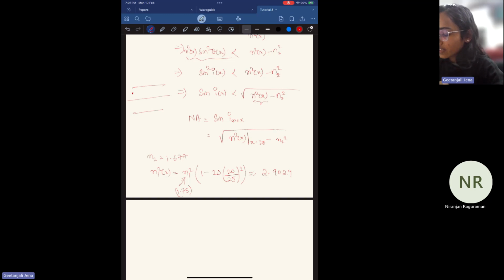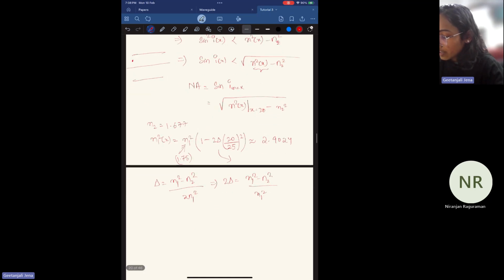Delta was not given in the question, but you can calculate it because n1 and n2 are already given. So delta you can calculate as n1 square minus n2 square over 2 n1 square. So that means you need to find 2 delta. It will be n1 square minus n2 square over n1 square. n1 and n2 we already know. So if you calculate it, it will come around 0.081688. After putting delta, we will get nx square as 2.9024.